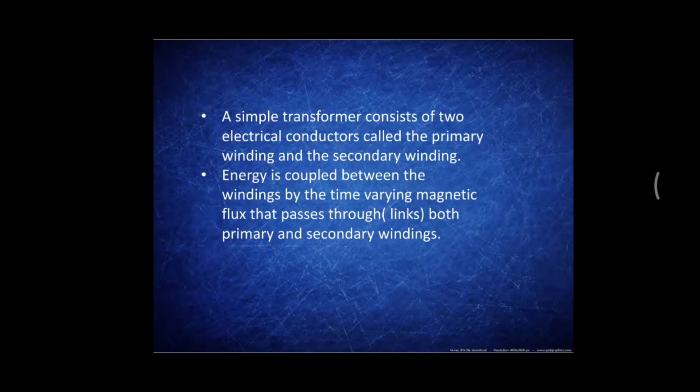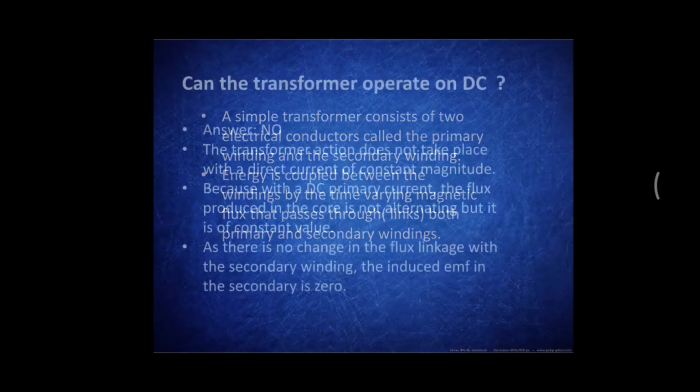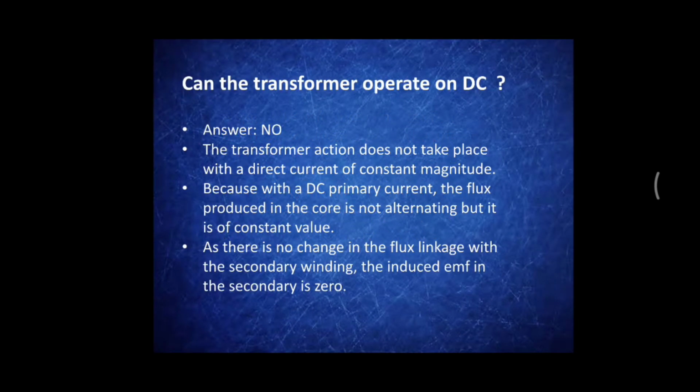A simple transformer consists of electrical conductors called the primary winding and the secondary winding. Energy is coupled between the windings by the time varying magnetic flux that passes through both primary and secondary winding. So my question is, can the transformer operate on DC?